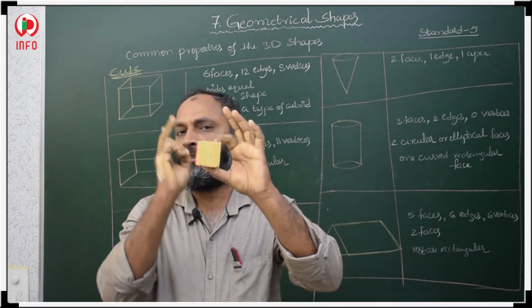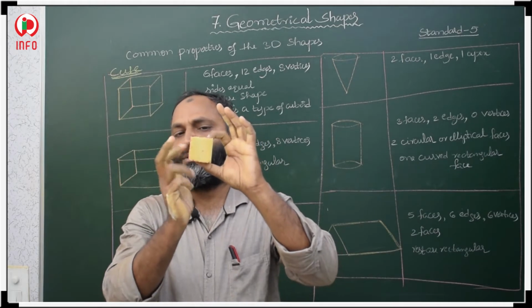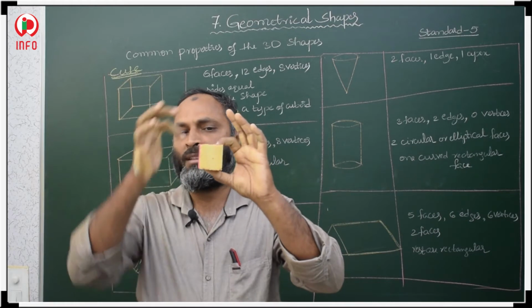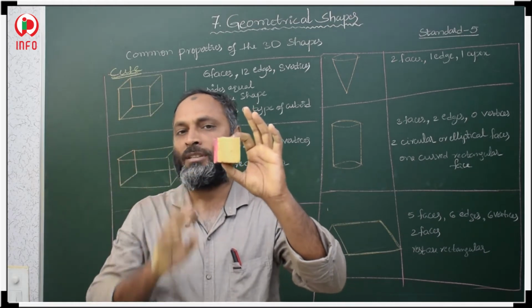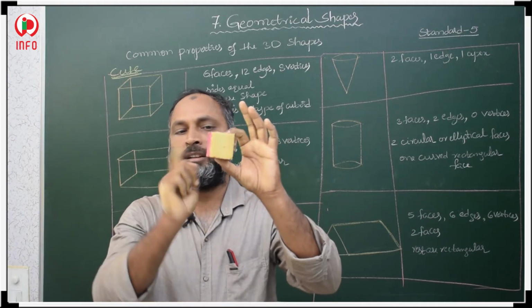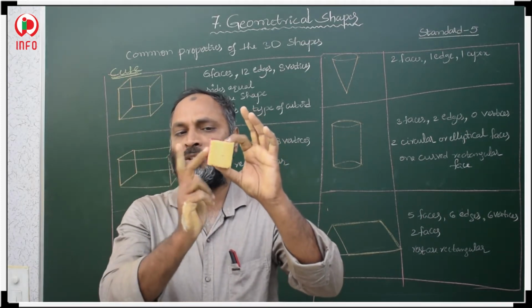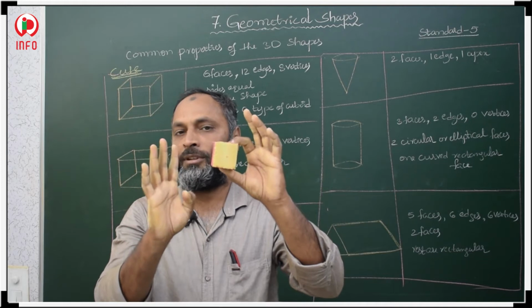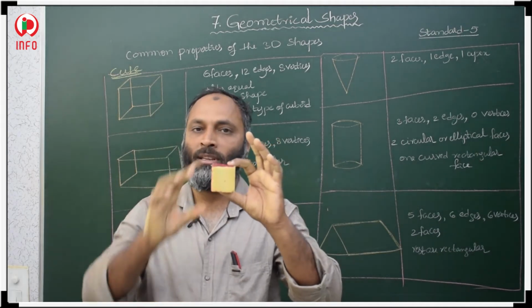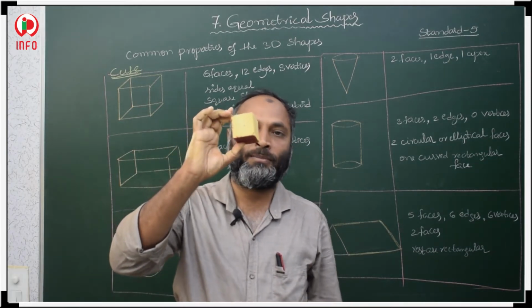Front and back, 2 faces. Two sides, left and right, 2 faces. 2 plus 2, 4 faces. Top and bottom, 2 faces. Total how many faces do we have? 6 faces. One is front, one is back, 2 faces. Two sides, 4 faces. Top and bottom, 2 faces. Total 6 faces. A cube has 6 faces.